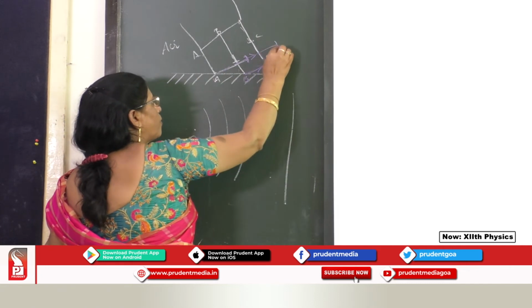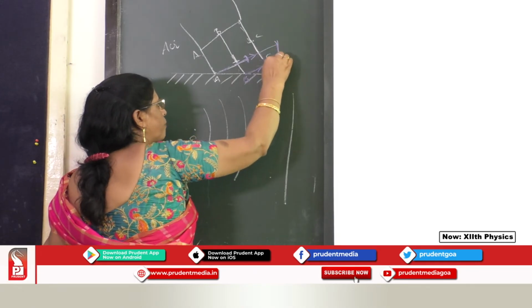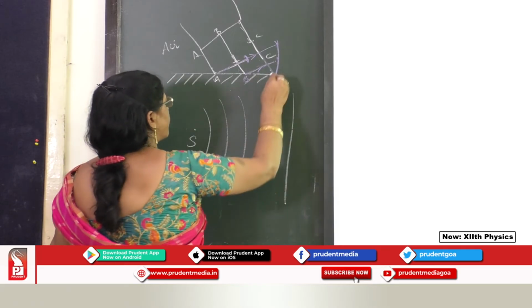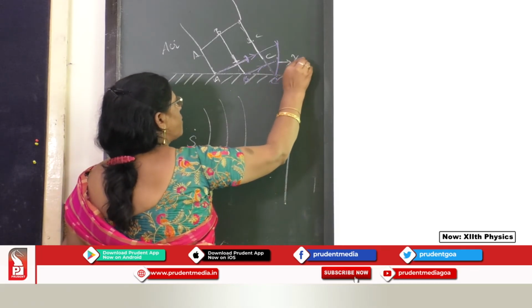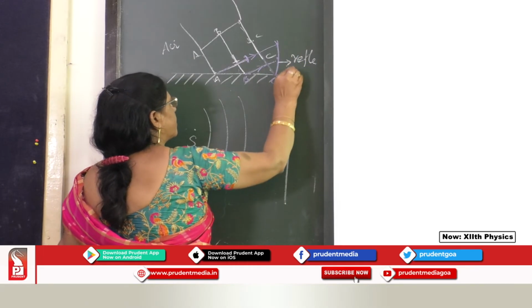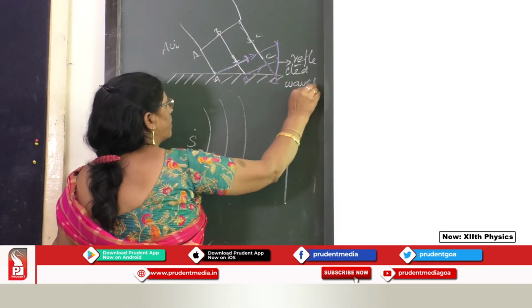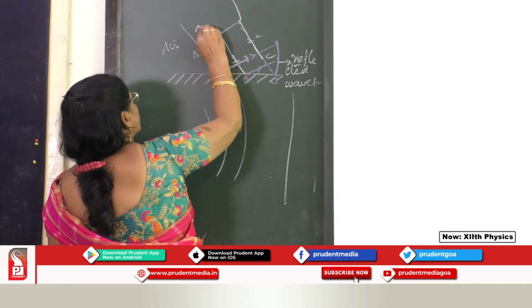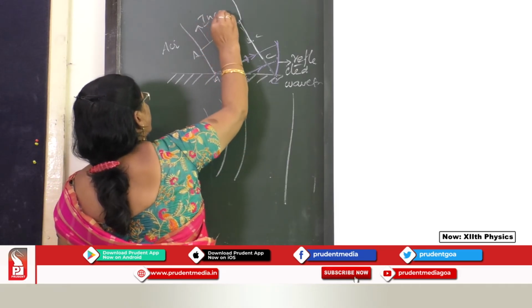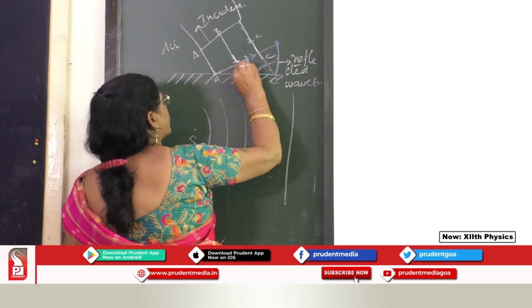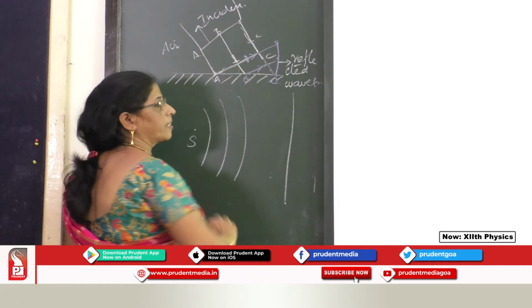Now the covering of all the wavelets forms the wavefront, and this wavefront we call the reflected wavefront. And this is the one we call the incident wavefront. So this is the incident over here.